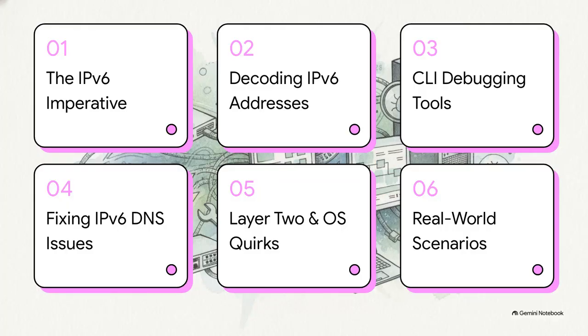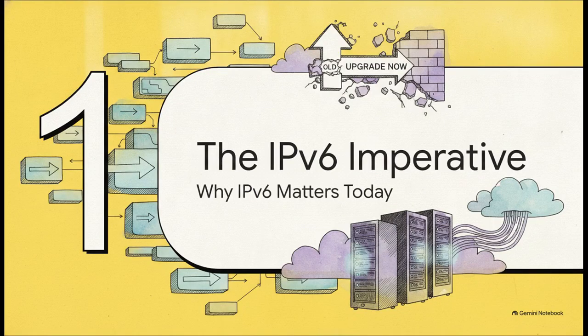To tackle this head-on, here's our game plan. We'll start with the IPv6 imperative today, then decoding IPv6 addresses, essential CLI debugging tools, fixing IPv6 DNS issues, Layer 2 and OS quirks, and finally, real-world troubleshooting scenarios. Starting with Section 1, the IPv6 imperative today.